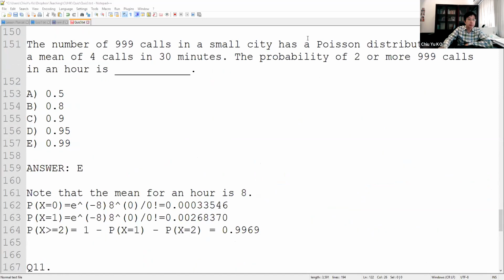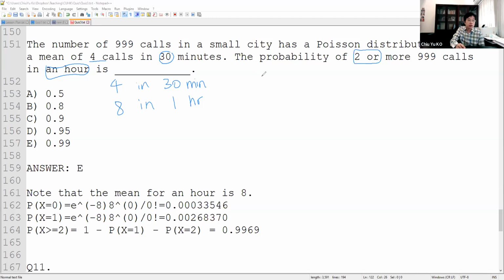Question 10. A 999 call has Poisson mean 4 in 30 minutes, okay? And what we're asking is 2 or more in an hour, okay? So a mean of 4 in 30 minutes, right? Then in an hour, what's the mean? Then it's 8, okay? Because you assume independence, so 30 minutes is double for 1 hour.